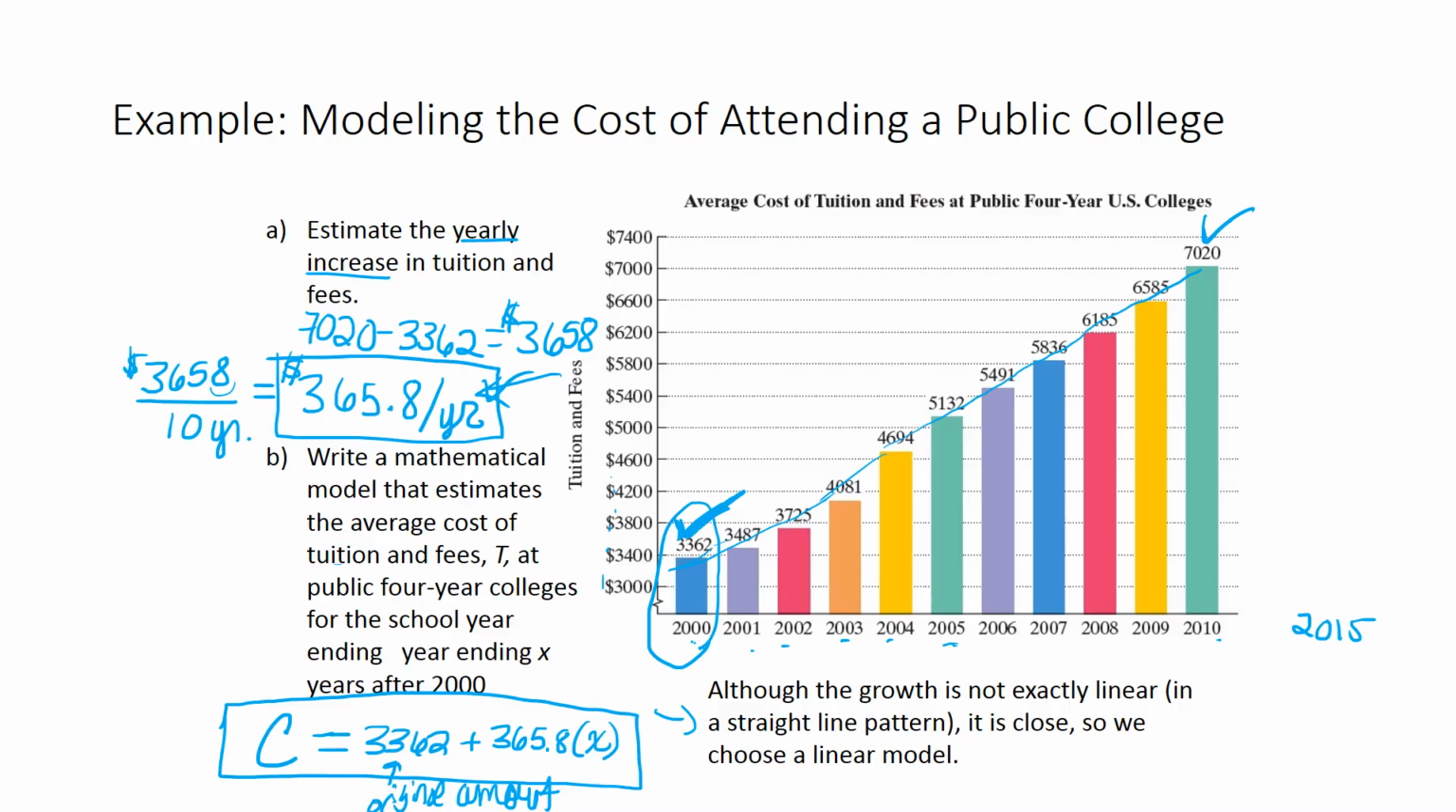It's X and C to the first power. Again, you can use Y, you can use C. Oh, and it actually tells us to use T. I didn't even see that. Average cost of tuition and fees, T. So instead of C, we should be using T. But that is the linear model. It's very similar to that last example.